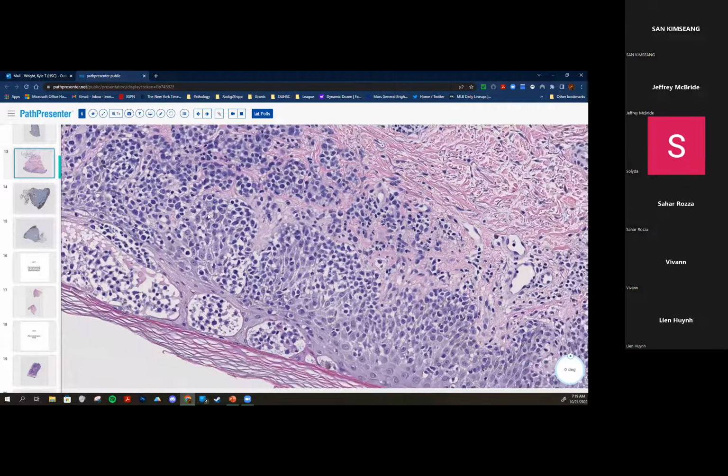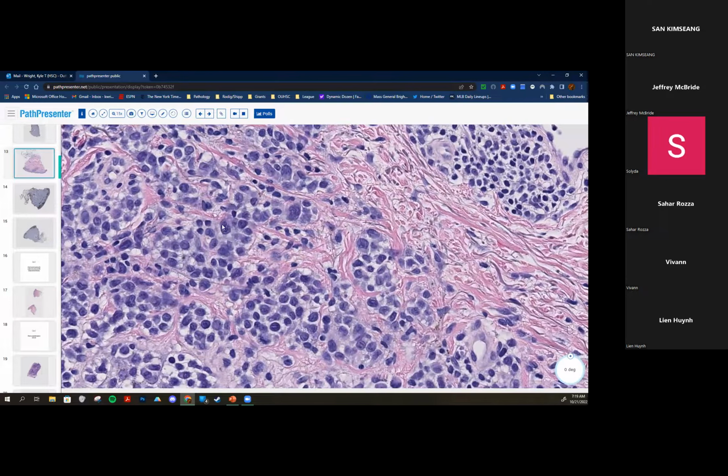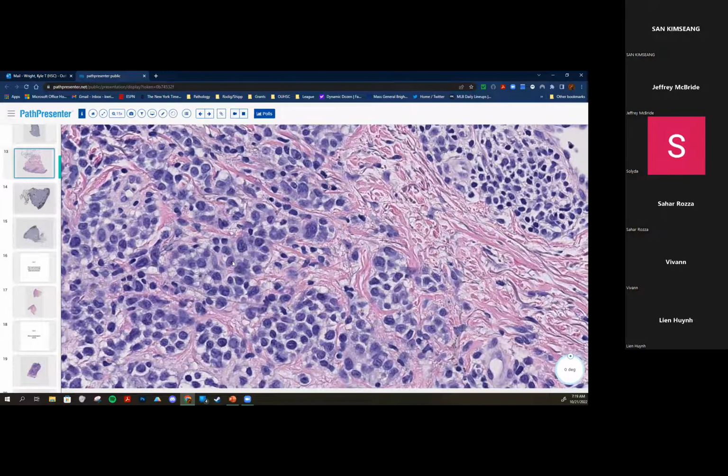And you can see, unlike the last case, the cytology of this case is a bit different. You're getting a lot more of these intermediate to larger size cells with more open chromatin, prominent nucleoli, a bit more complex nuclei.